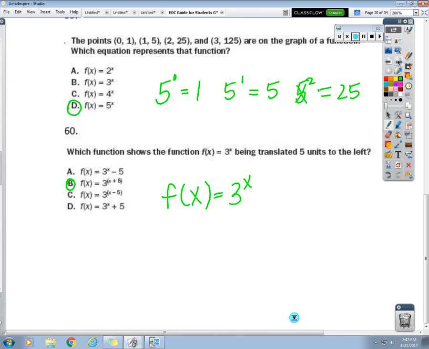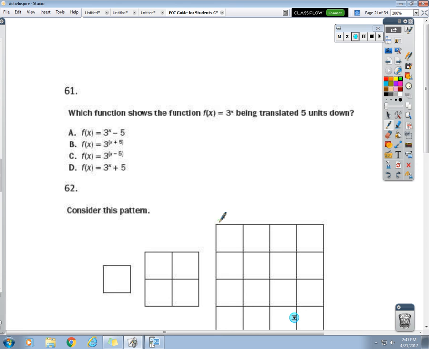So one more question, next page. What would the answer to 61 be? A. 5 down would be A. The vertical shifts are common sense. Minus is down, plus is up. The horizontal shifting is opposite of what your common sense would say.